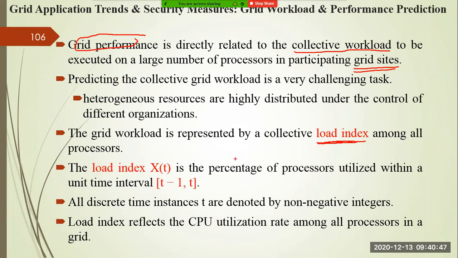So let the load index be treated as xt, a variable we are taking, xt. Okay, it is a function of time. t is your time and x is a function. And what does xt represent? xt is the percentage of processors utilized within a unit time interval t minus 1 to t.